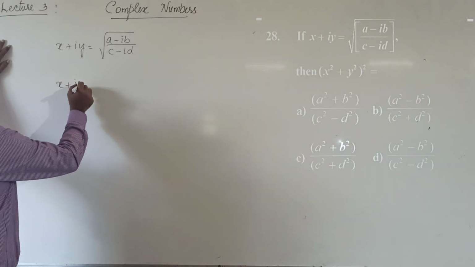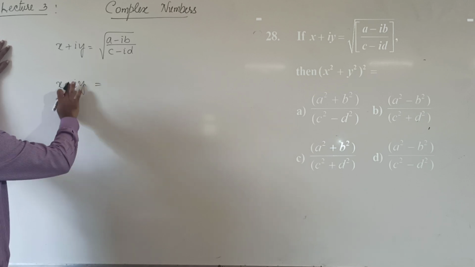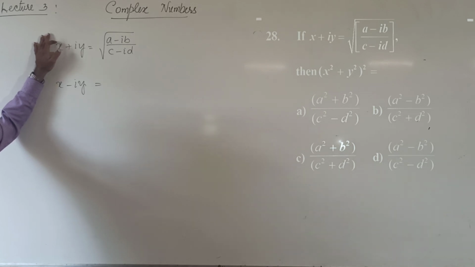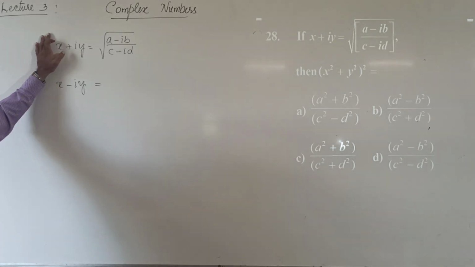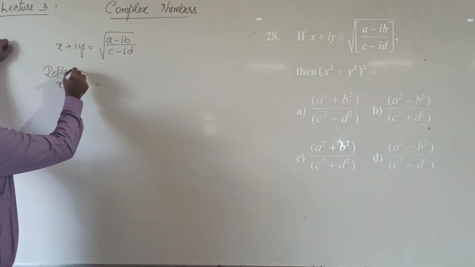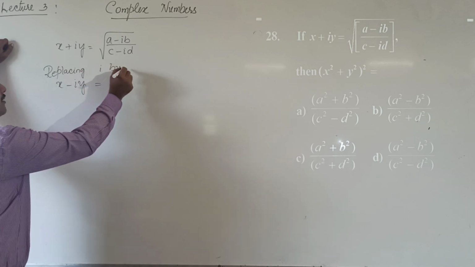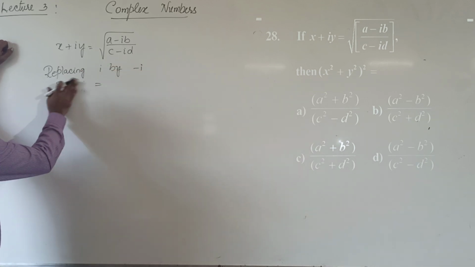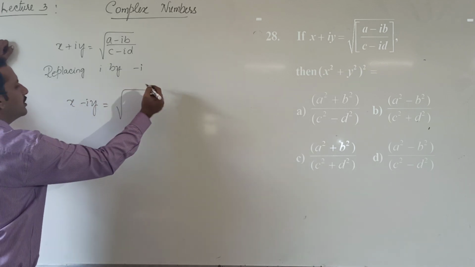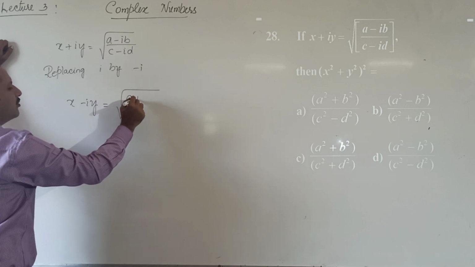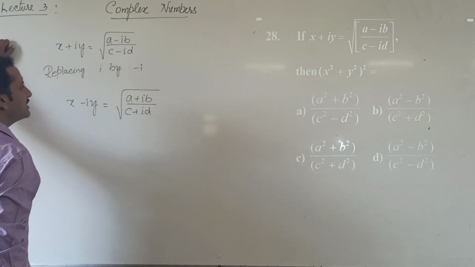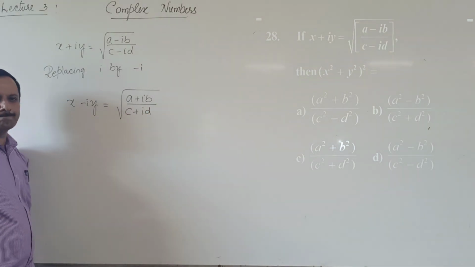From this, can you tell me what is x minus iy? What I am doing here is, in this equation, I am replacing i with minus i. Wherever there is i, I am replacing it by minus i. When I replace i by minus i, I am going to get x minus iy is equal to. So this a minus ib will now become a plus ib. C minus id will become c plus id.